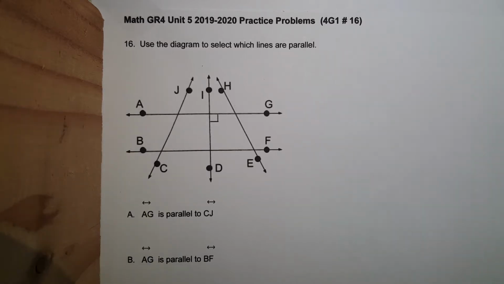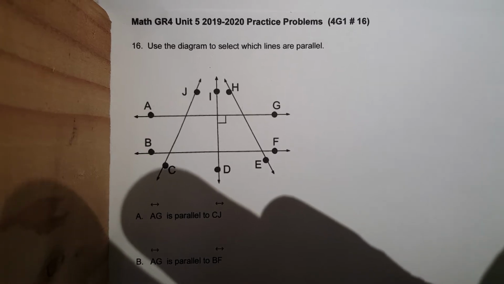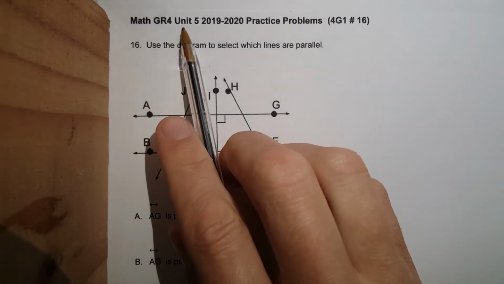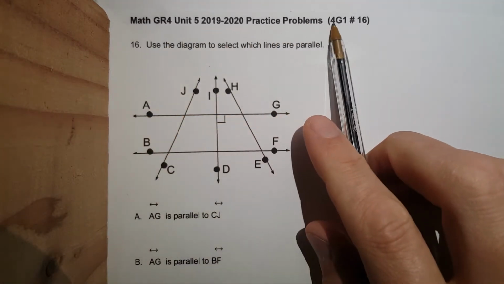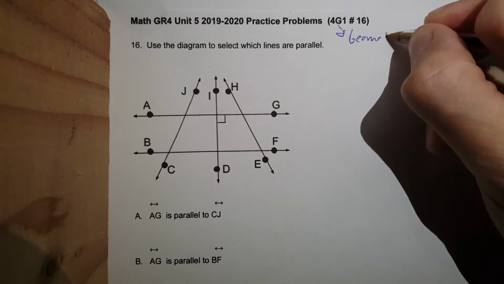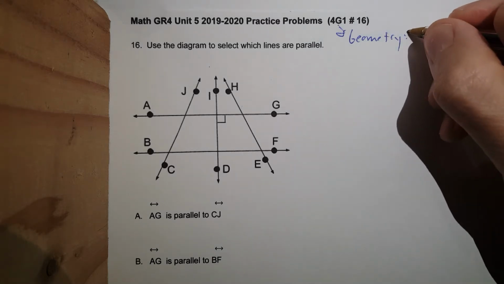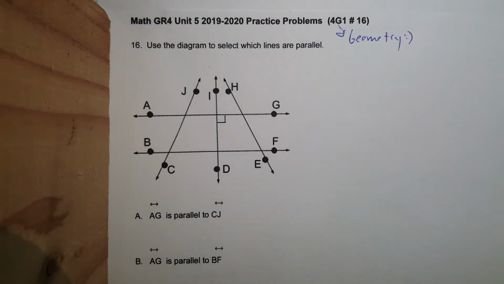If we were in school, you would be taking that state test right about now. But you know what? Life happens. So here we are. All right, here we go. Math. Let's make sure that this is stable. There we go. Math grade 4, unit 5, 2019-2020, practice problems 4G1. This is geometry. I love geometry. It's very visual. I know I'm a visual learner. This is by far my favorite part of math, geometry.